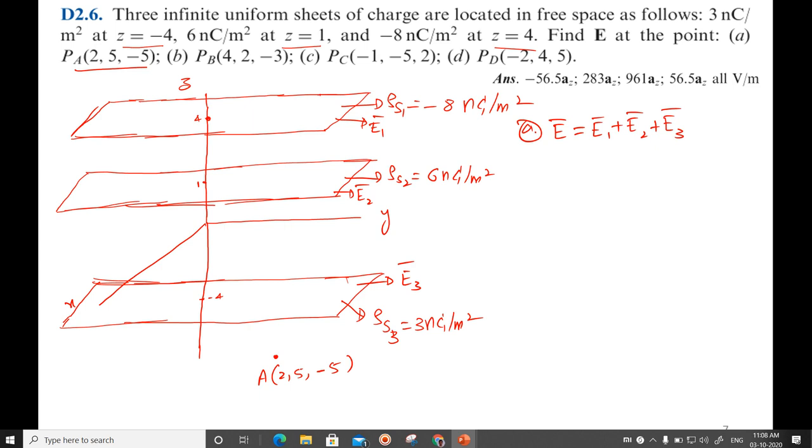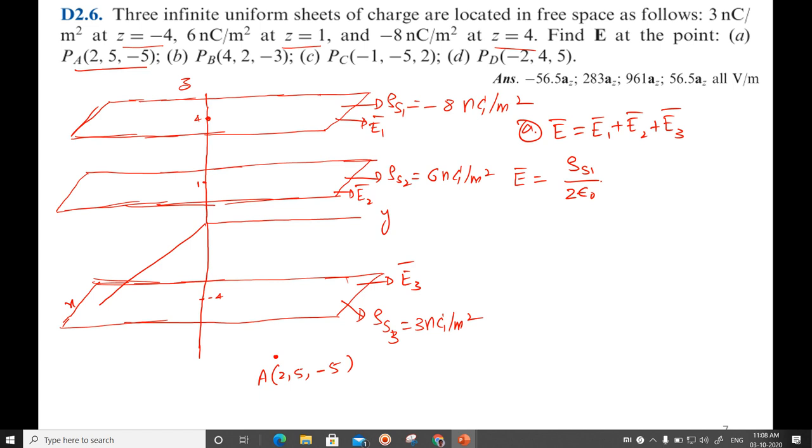Okay, so we'll do one by one, or else you can do it in parallel at a time. What is E1? E1 is equal to the first sheet rho s1 divided by 2 epsilon naught into the unit normal vector. See here, the point A is below all the 3 sheets. If the field is in the downward direction, it is in the negative z axis, so minus az. If it is in the positive z axis, the unit vector is plus az.